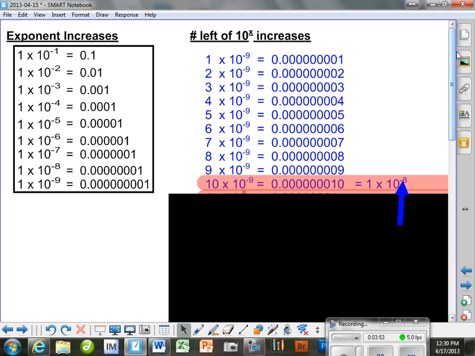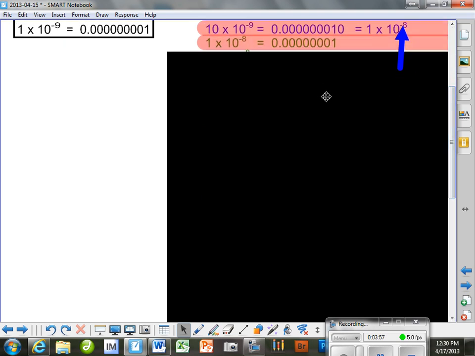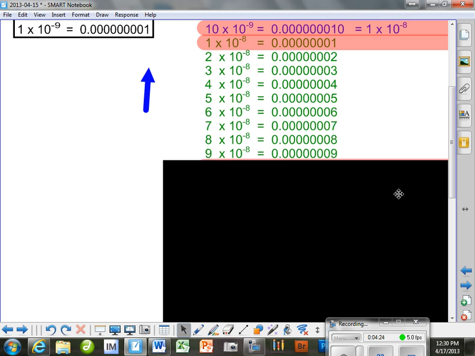Let's watch again. I've got a whole series of numbers here for you so you can see what just happened. Okay, that 10 times 10 to the minus 9 now becomes the 1 times 10 to the minus 8. And now watch as I go down. You'll see now this row of numbers is one to the left of the original ending row. And that's as you would expect if it's 10 to the minus 8. And now the numbers go up, up, up, up, up until I get to 10.